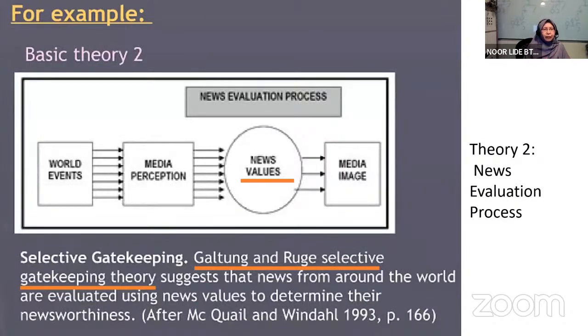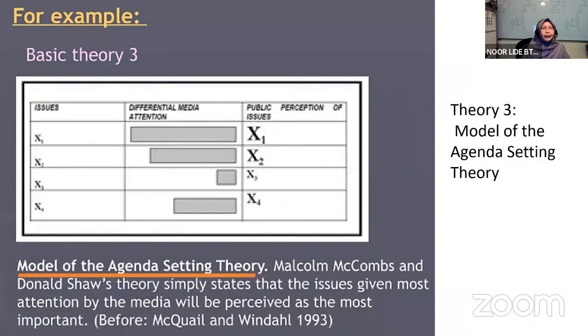Basic theory number two is about gatekeeping. This one talks about how news is evaluated and what kind of values are placed on certain types of news, and that would result in them being reported. Okay, so this is theory number two. The next theory is about agenda setting. The theory of agenda setting says that the issues that are given most attention by the press are the most important issues.